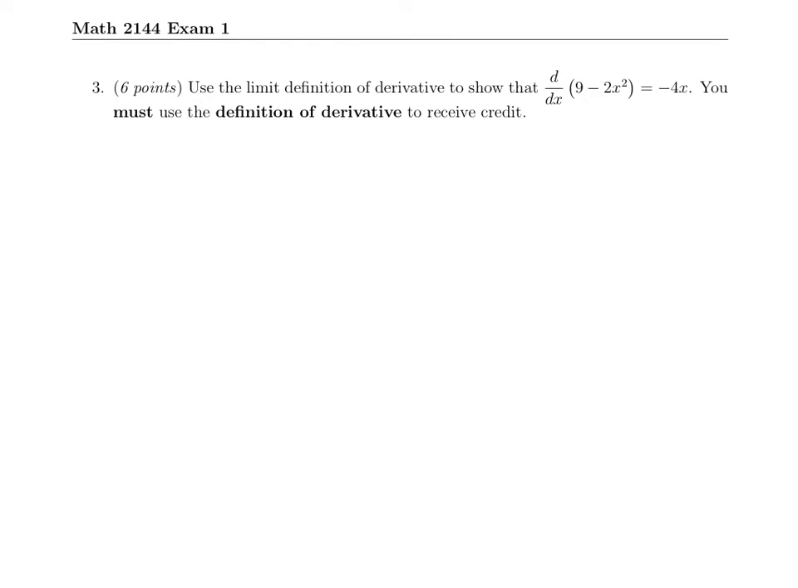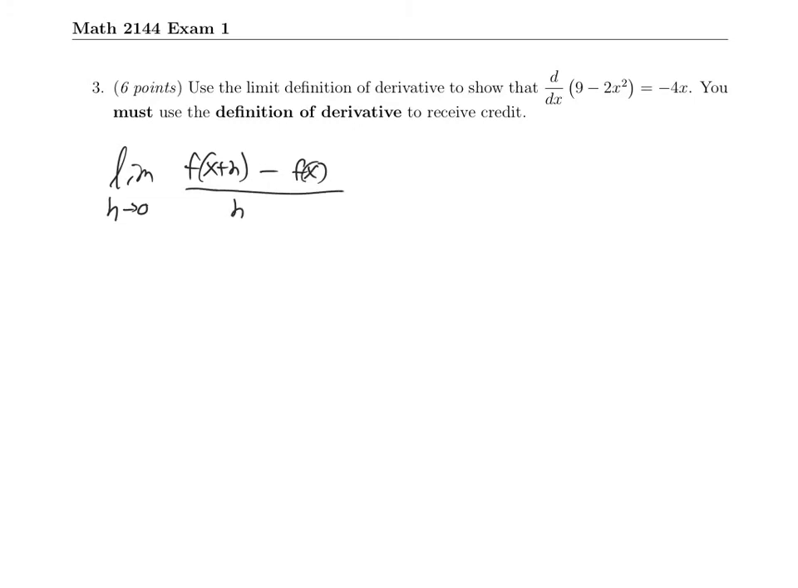Alrighty, so in this question we're going to use the limit definition of the derivative to show that the derivative of 9 minus 2x squared is negative 4x. The first thing I'm going to do is write out the limit definition of the derivative, which is the limit as h approaches 0 of f of x plus h minus f of x, all divided by h.